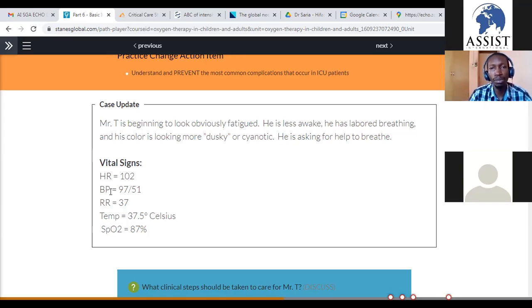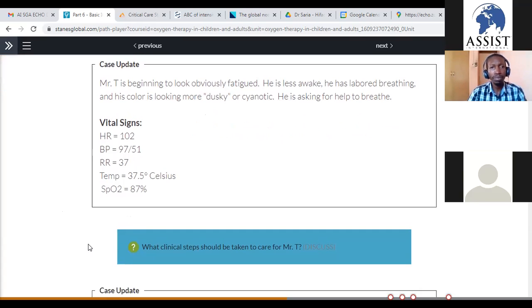You are on non-rebreather, 15 liters, 100% oxygen, and still now he cannot even breathe well, and the SpO2 keeps dropping down. The blood pressure, if you look, keeps dropping down. The respiratory rate was 20-something, now we are already at 37. So what next? You can put it in your chart, and we can proceed in just maybe less than 20 seconds.